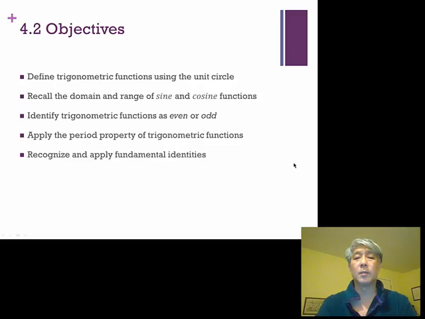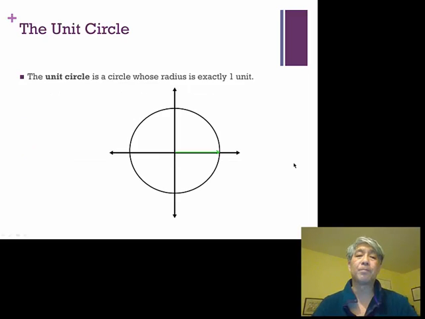Then we're actually going to look at some of the graphs associated with this, okay? Identify them as even or odd, and then we're also going to look at the period property. Remember, as we go around a circle, the degrees start to repeat. And so trigonometric functions have a period, or basically a point at which they just start repeating, and we don't really need to think of the graph other than the part that doesn't repeat. Okay, and then we're going to recognize and apply fundamental identities associated with our trigonometric functions.